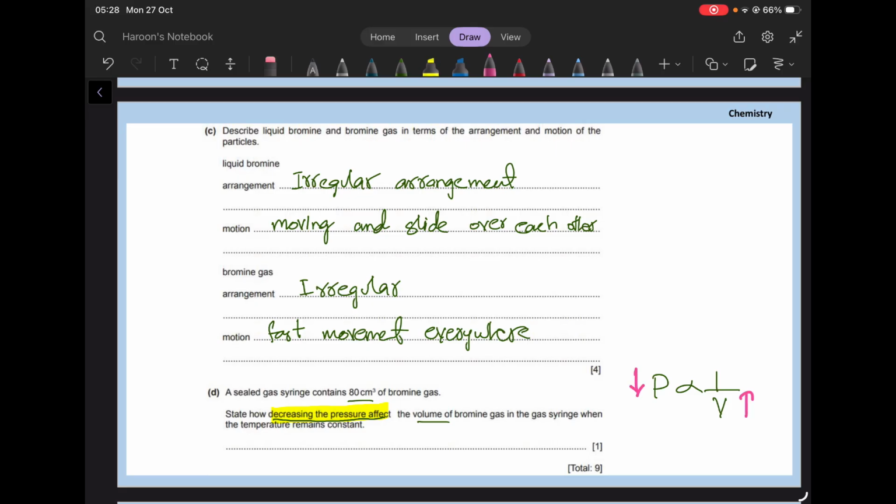The volume of bromine gas in the gas syringe when the temperature remains constant. Everything else, as I told you, should remain constant when we are discussing relationship. So over here, volume should increase because we are decreasing the pressure, because of the inverse relationship. So we can write volume decreases, or volume increases rather. Sorry. Because pressure is decreasing, so volume should increase. So volume increases.